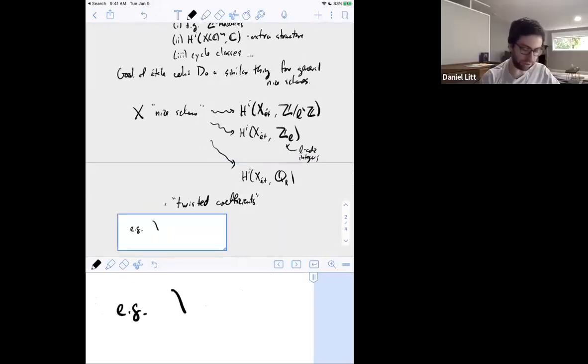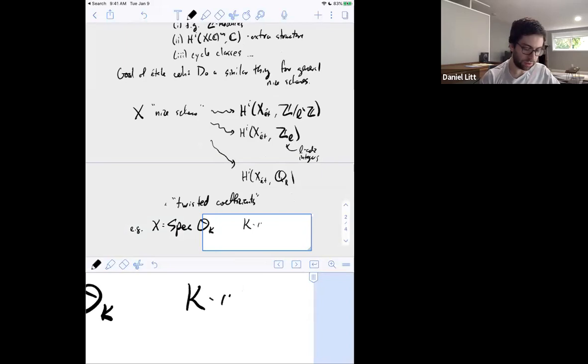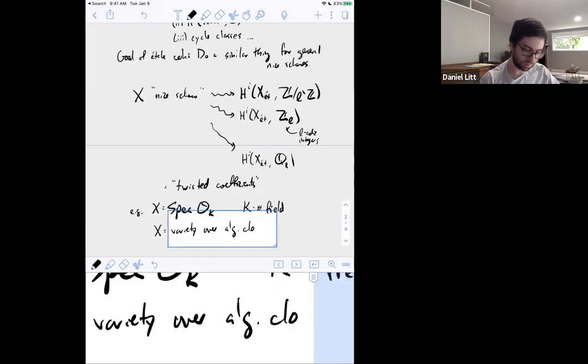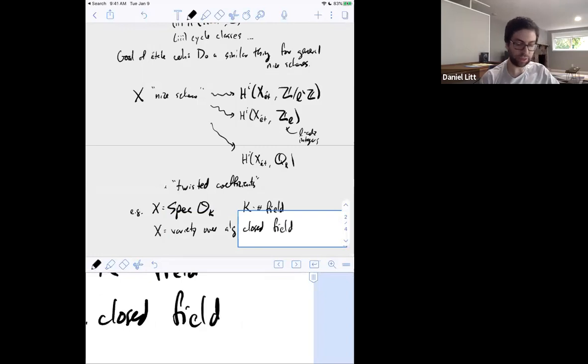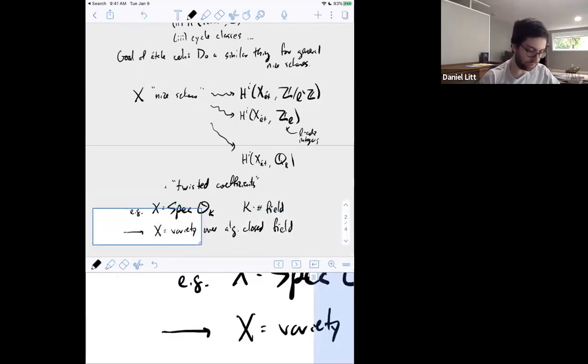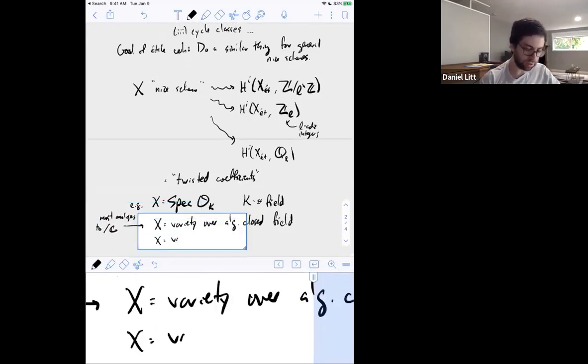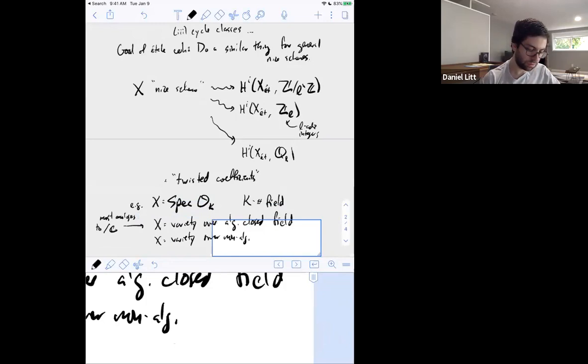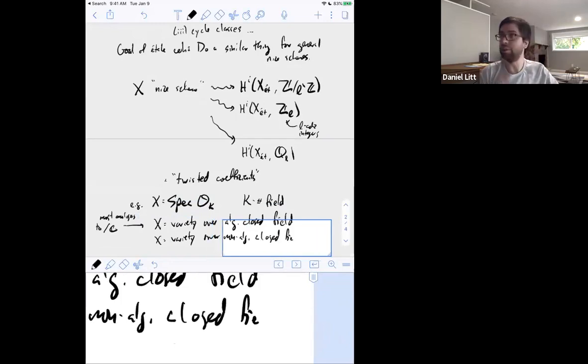For example, you can take X to be Spec of the ring of integers of a number field. So that's something you can take cohomology of. You can take X to be a variety over an algebraically closed field. That'll be the kind of typical situation, and this is most analogous to the situation over C. Or you can also, for example, take X to be a variety over a non-algebraically closed field. Okay, and then things are going to behave very differently.